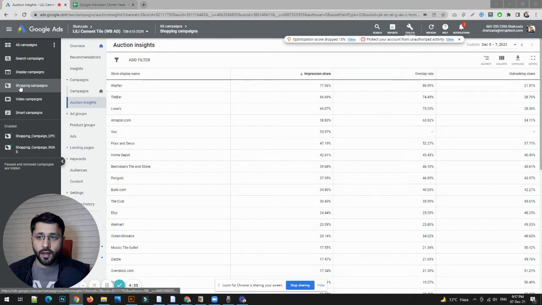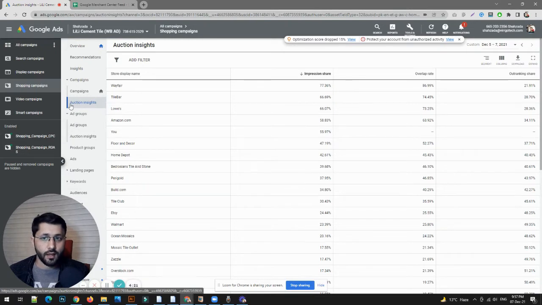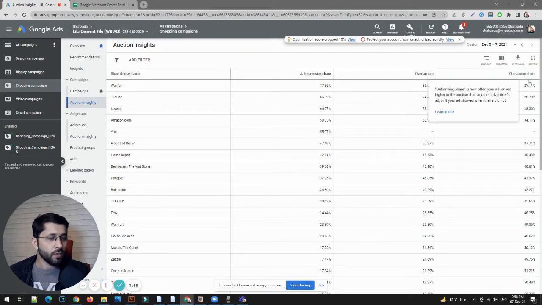So, for example, I have selected this shopping campaign and at the campaign level, there's this option of auction insights. Although it's also available at the ad group level, we are trying to analyze things at the campaign level. So let's choose auction insights there and take a look at a few things within this area. In the case of search campaigns, you might have other columns here as well. But since we have selected the shopping campaign, we have impression share, overlap rate, and outranking share.